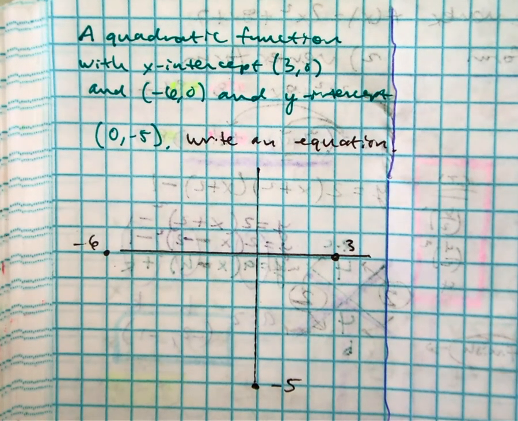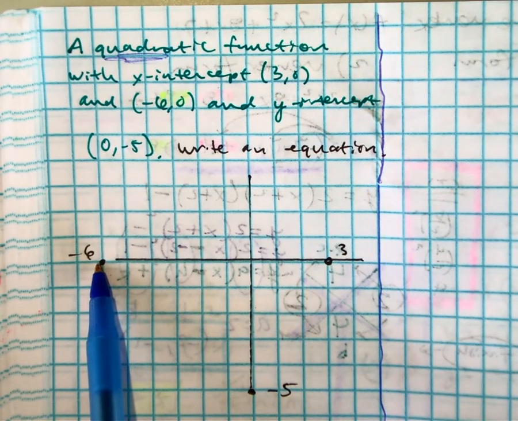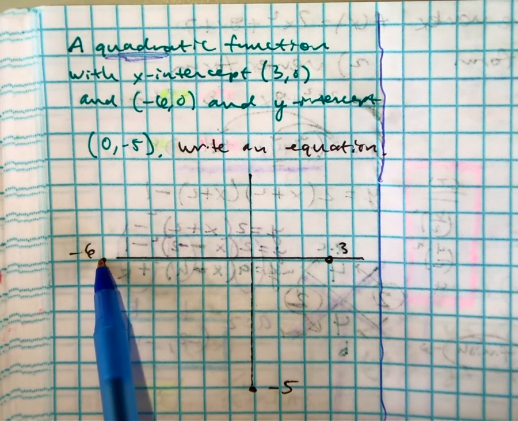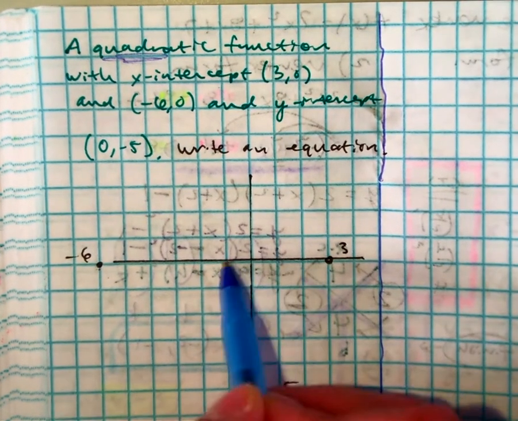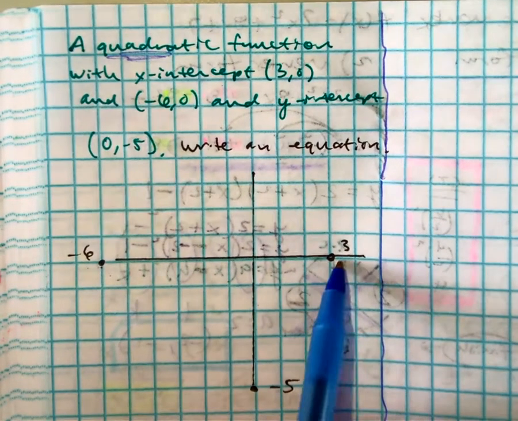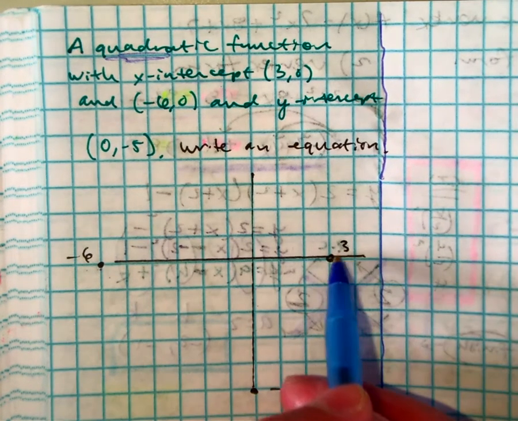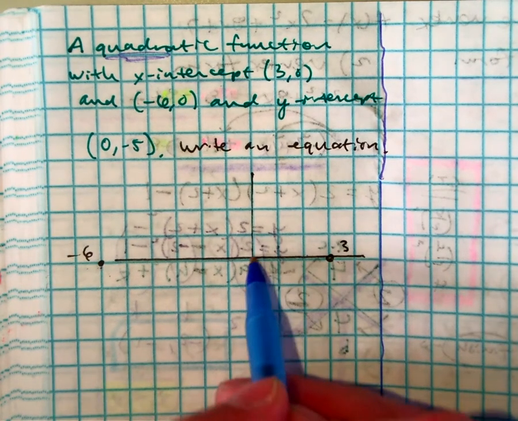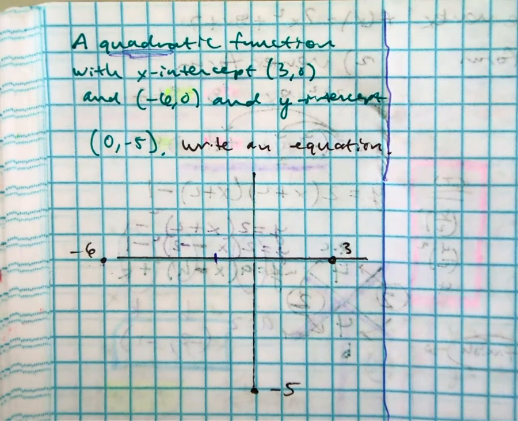Some characteristics of parabolas or quadratics you should know. Let's find the midpoint between -6 and 3. So this is 6, this is 3. 6 plus 3 is 9, and 9 divided by 2 is 4.5. So 1, 2, 3, 4.5. This represents the midpoint.